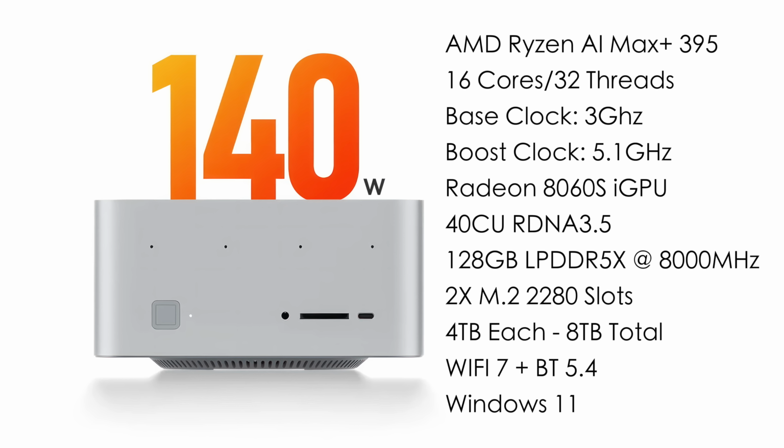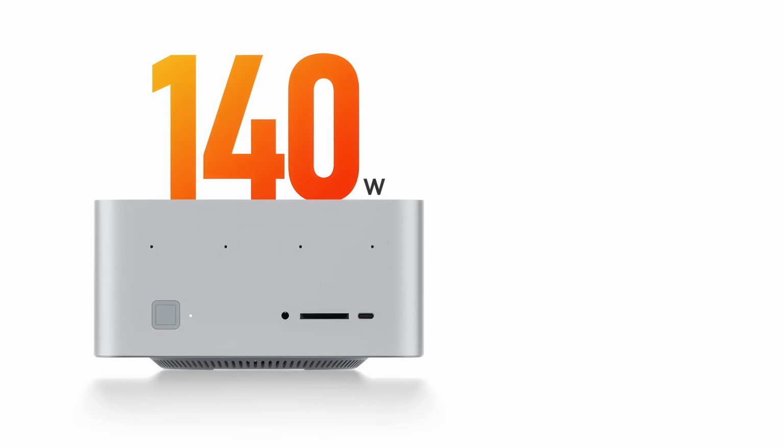128 GB of RAM running at 8,000 megatransfers per second. Two M.2 2280 slots. We can do up to 4 terabytes each, giving us a total of 8 terabytes of PCIe 4.0 M.2 storage. It's got Wi-Fi 7, Bluetooth 5.4, and out of the box, this is running Windows 11. But of course, with something like this, we could install Linux on it if we wanted.